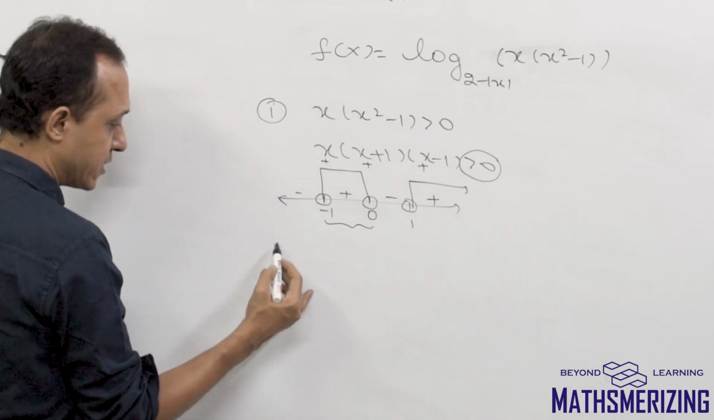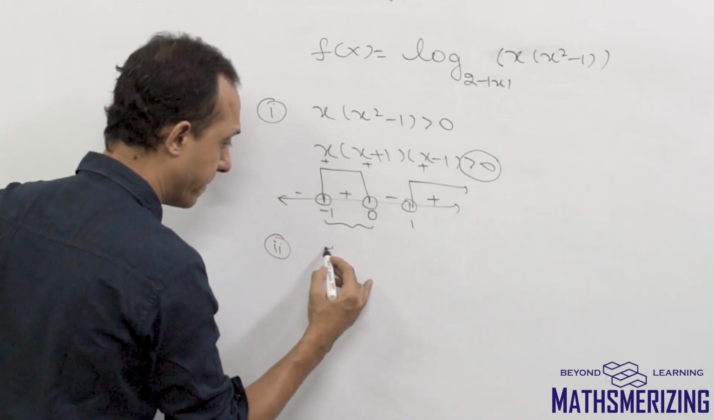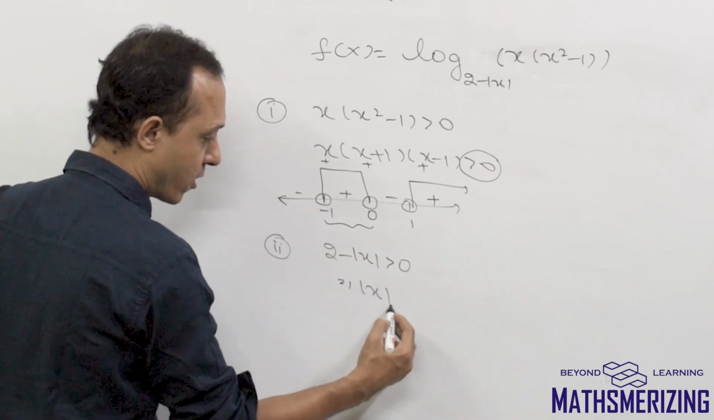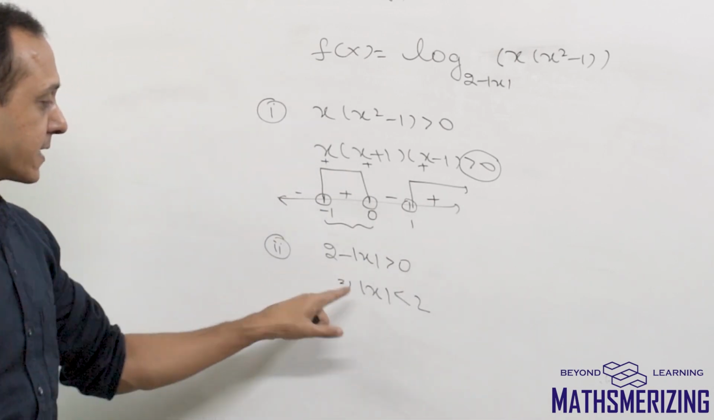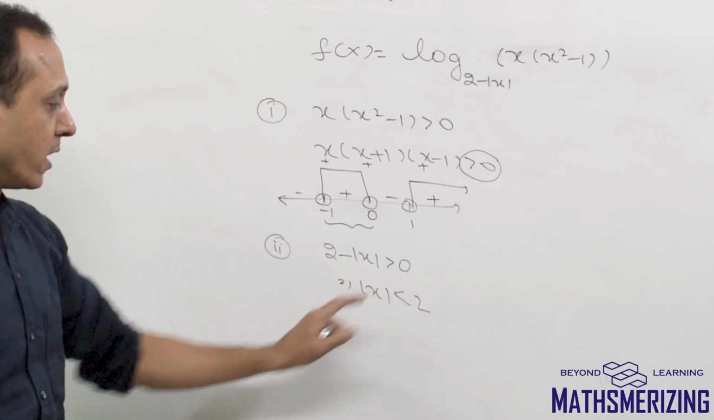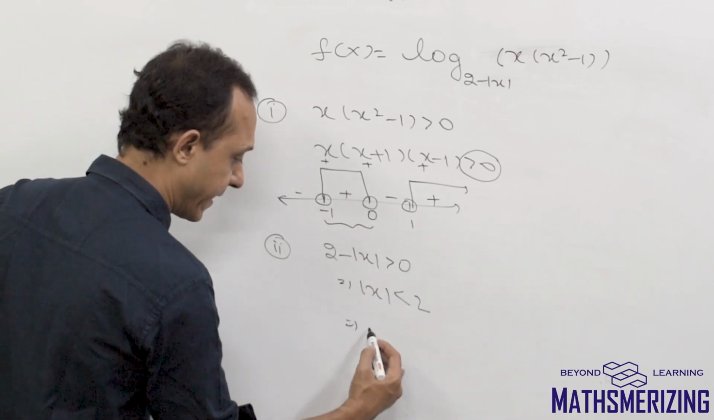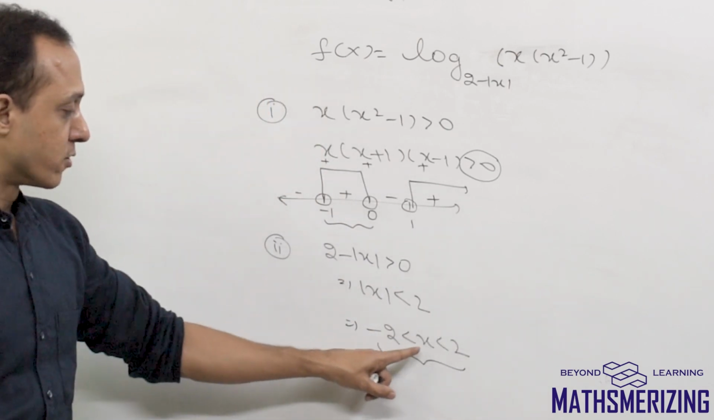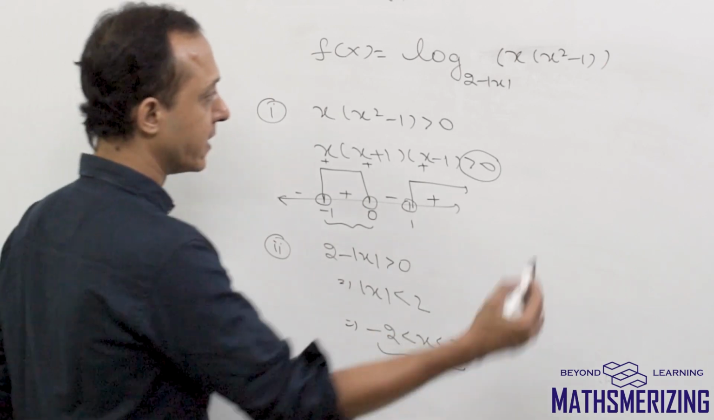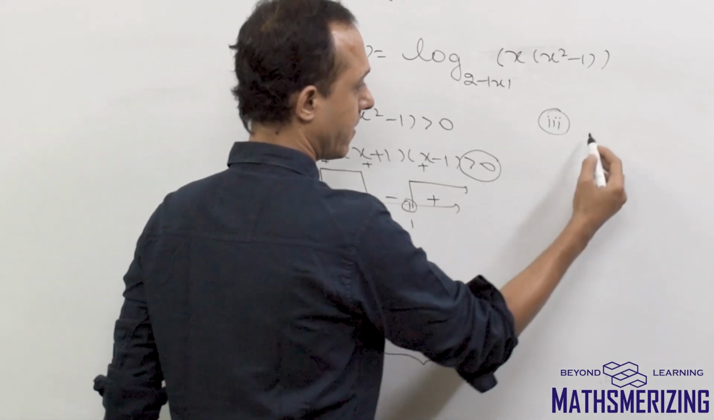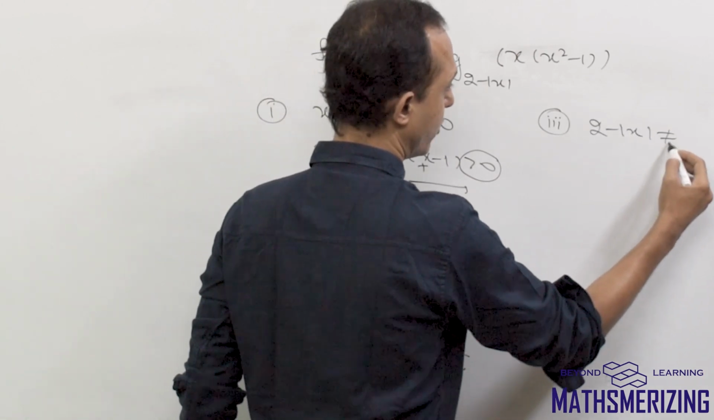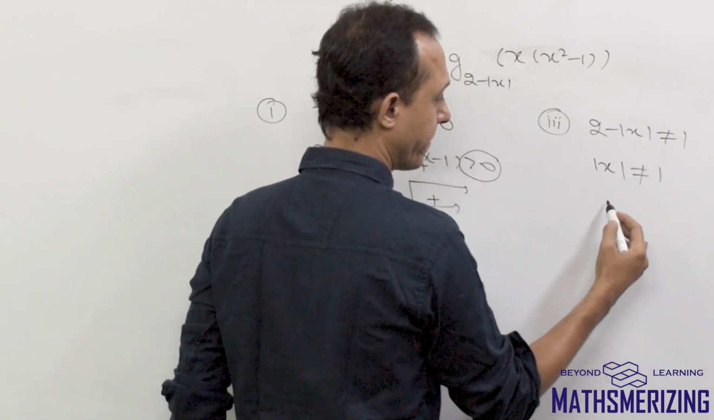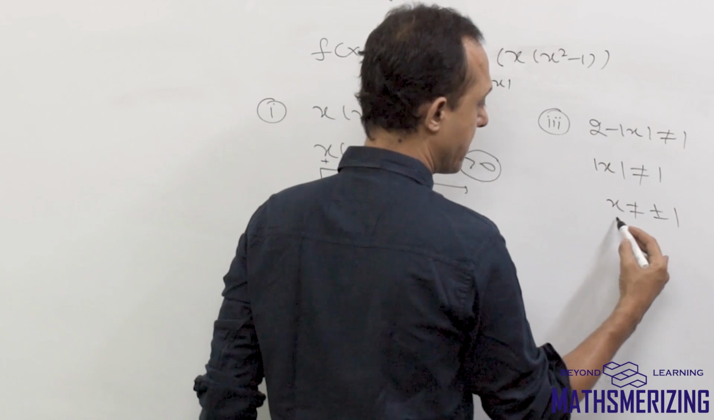Now the second condition is for the base. The condition for the base will be 2 minus mod x should be greater than 0, which is mod of x is less than 2. In previous classes we have already studied the properties of modulus inequalities. When mod x is less than a, then x lies between minus a and plus a. So from here I'll get x lies between minus 2 and plus 2. And the third condition is that the base should not be equal to 1, which is mod of x should not be equal to 1, that is x is unequal to plus or minus 1.